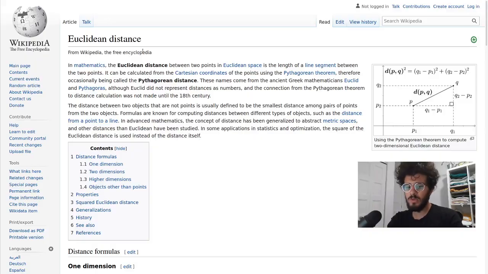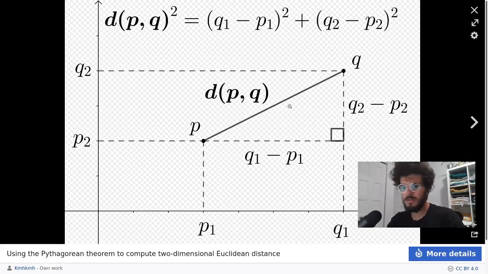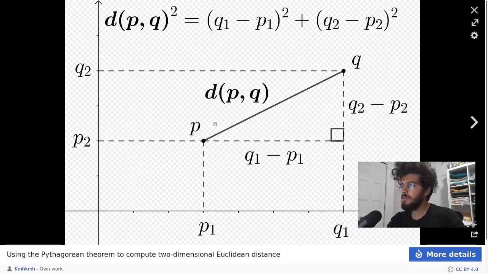It's the one that most people are familiar with. It's like a straight line between 2 points. So here, can I zoom in? Yes. So here you have point P and point Q, and basically you're trying to get D over here, distance PQ. So this is a straight line. There's no curvature in here. It's the shortest distance between 2 points.